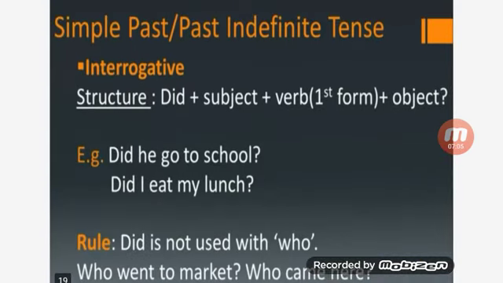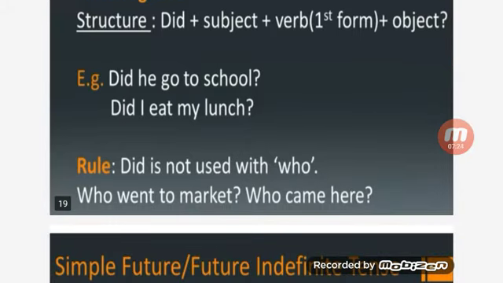Next is interrogative sentences structure. Did plus subject plus verb first form plus object. For example, did he go to school? Did I eat my lunch? And did is not used with who. Whenever your sentence starts with who in past, directly use the second form. Who went to market? Who came here?